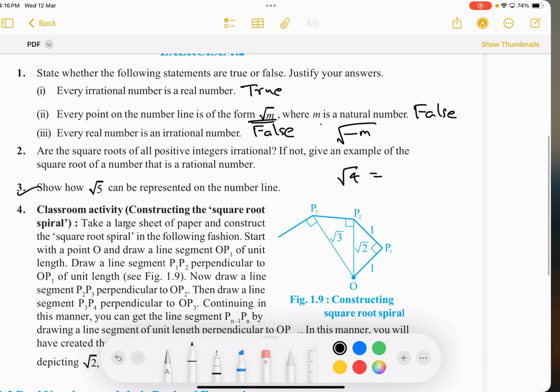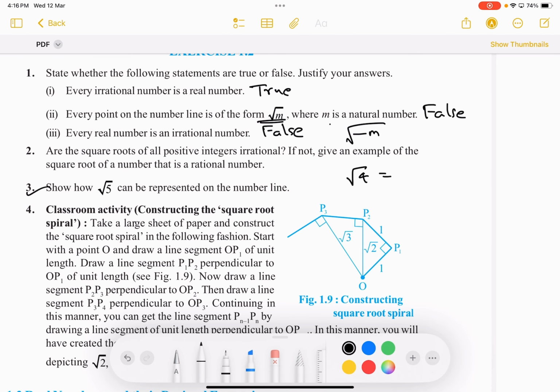Are the square roots of all positive integers irrational? No, root 4 is 2, that is rational. Root 5 is only irrational. Root 9 is 3, it is rational, plus or minus 3, whatever it is. If not, give an example of a square root that is rational. Okay, it is false, and the examples for why it is false are these two.